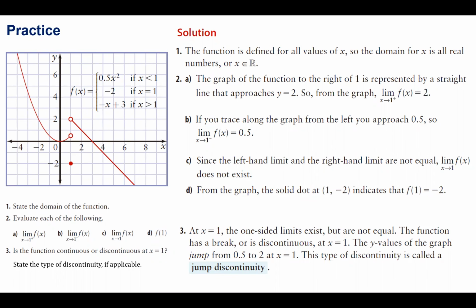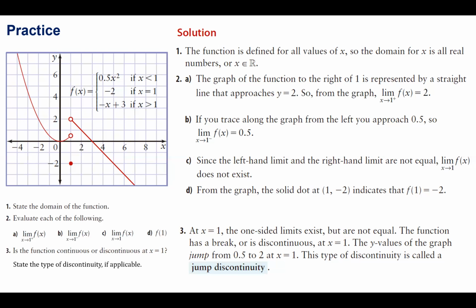Okay, question D. From this graph, we can easily evaluate that the solid dot at (1, -2) indicates that f(1) equals -2, right? That means the image of 1 is -2 under function f.